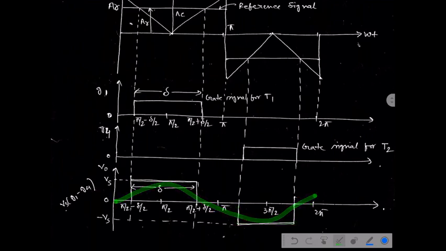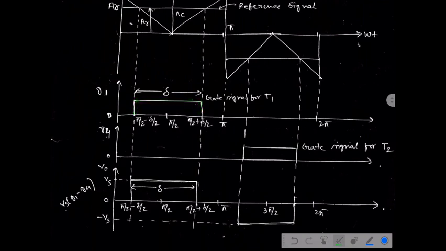So this inverter operation depends on the appropriate gate pulse. That is why the voltage is defined by Vs times G1 minus G4. This is the gate pulse. How it is generated, I will explain later, but right now understand that this is the gate pulse that has been generated. It is not the output voltage of the inverter. It is the pulse that should be given across the gate of the appropriate switch.